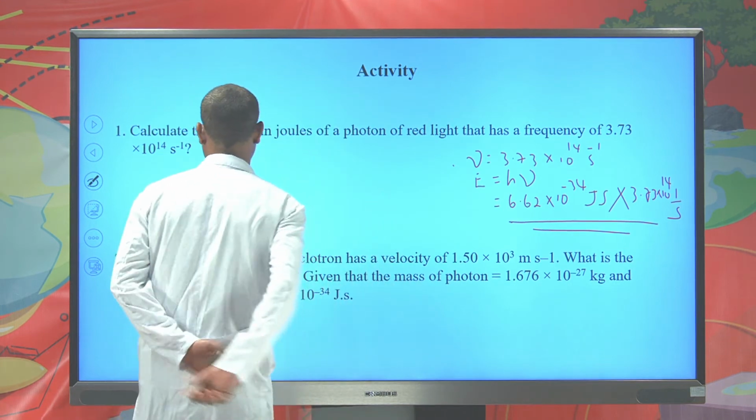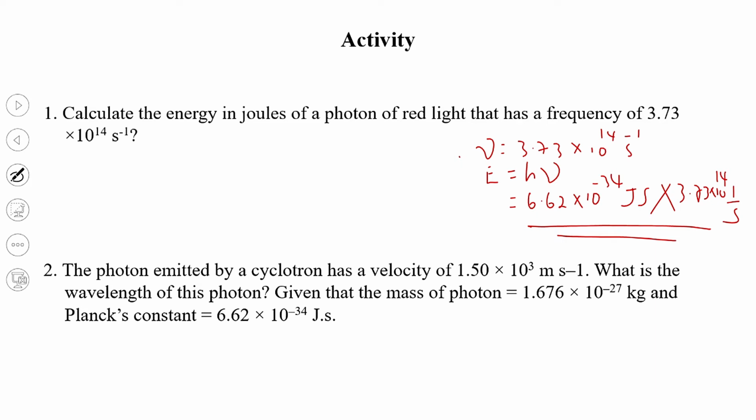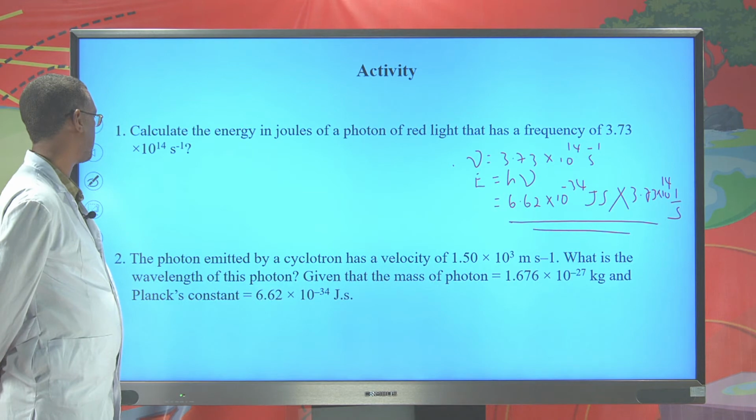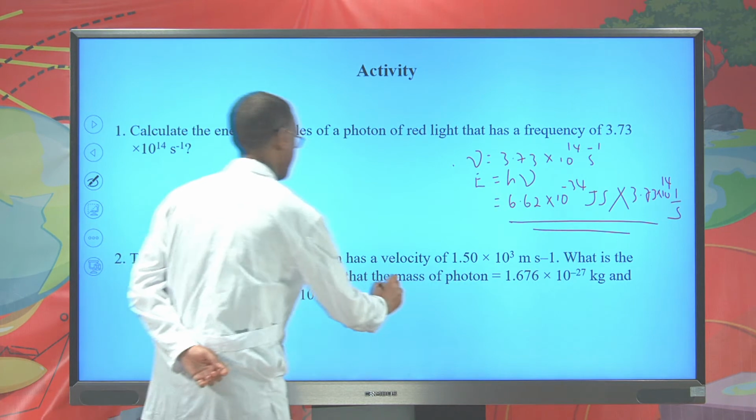Okay, the second question is, the photon emitted by a cyclotron has a velocity of 1.50 times 10 to the power of 3 meter per second. What is the wavelength of this photon, given that the mass of the photon is 1.676 times 10 to the power of minus 27 kilogram, and Planck's constant is 6.62 times 10 to the power of minus 34 joule second. So the question is, what is the wavelength? The wavelength is lambda.